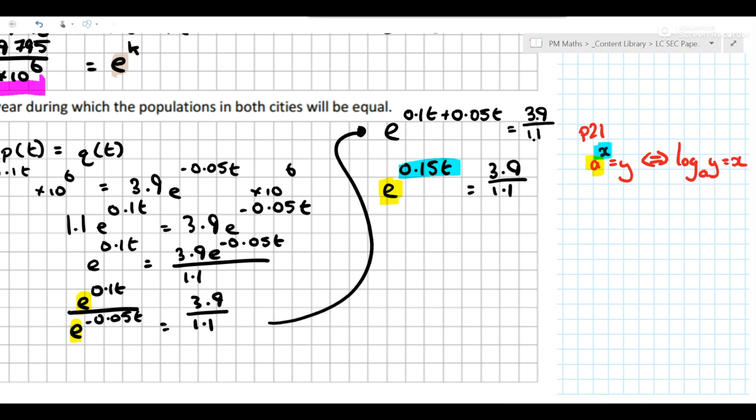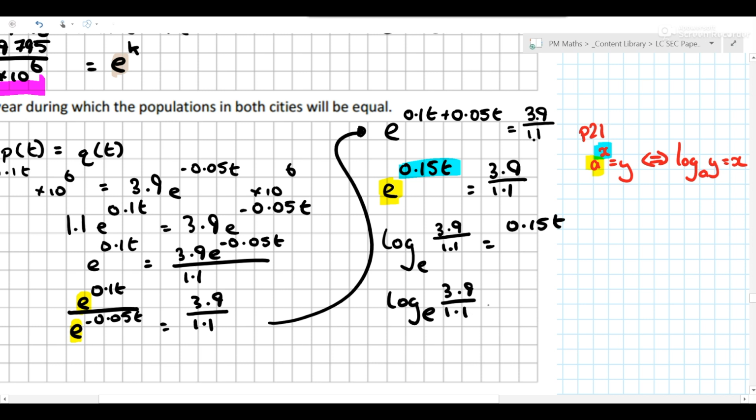0.15 is equal to x. So log to the base e of 3.9 over 1.1 is equal to 0.15t. Divide both sides by 0.15. Log to the base e of 3.9 over 1.1 is equal to t, and this was all over 0.15, wasn't it?